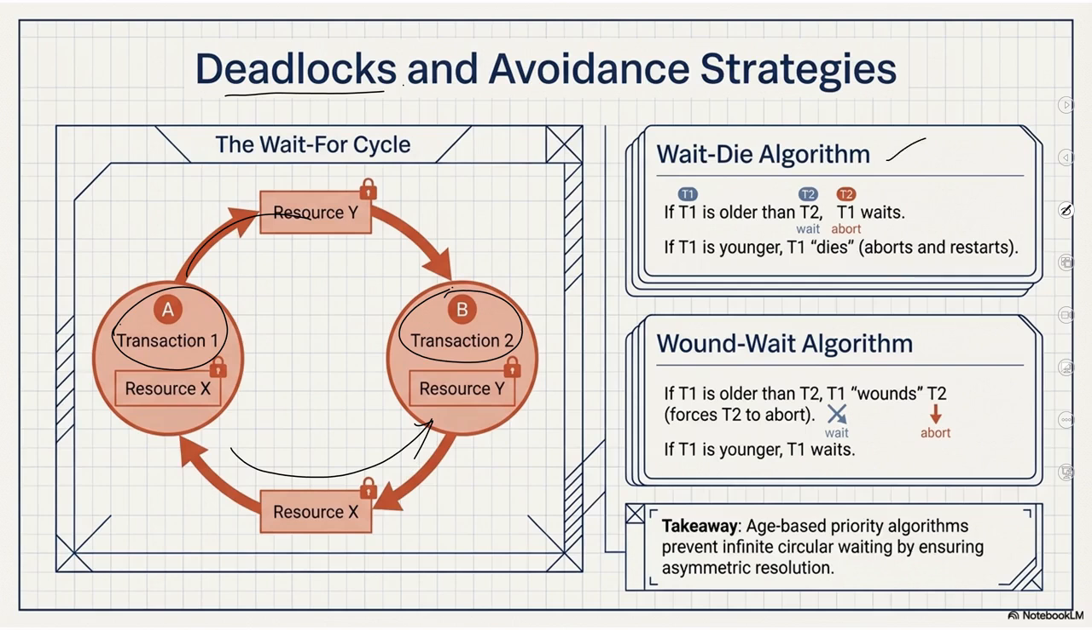This is called the wait-die algorithm. What is that? Suppose transaction 1 is older than transaction 2: transaction 1 will wait. If transaction 1 is younger, it will die, and the aborted transaction will be restarted. And the wound-wait algorithm: if transaction 1 is older than transaction 2, transaction 1 will abort transaction 2, and transaction 1 will continue. If we follow these approaches, the deadlock situation will be avoided.